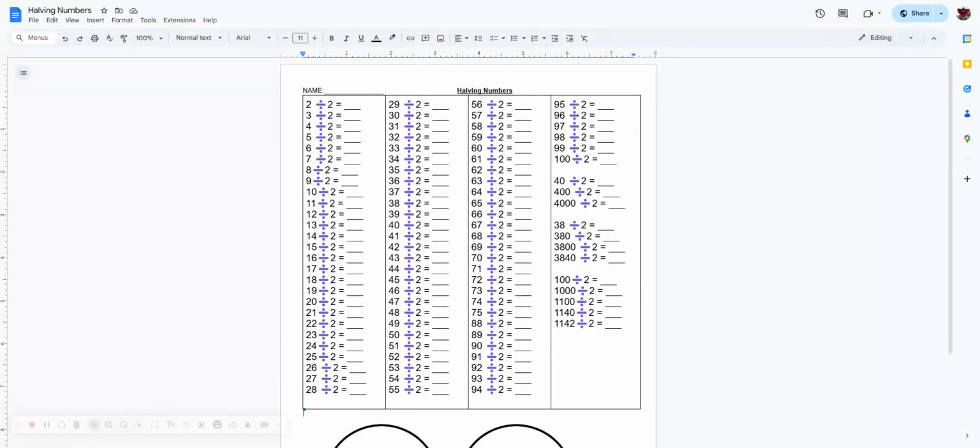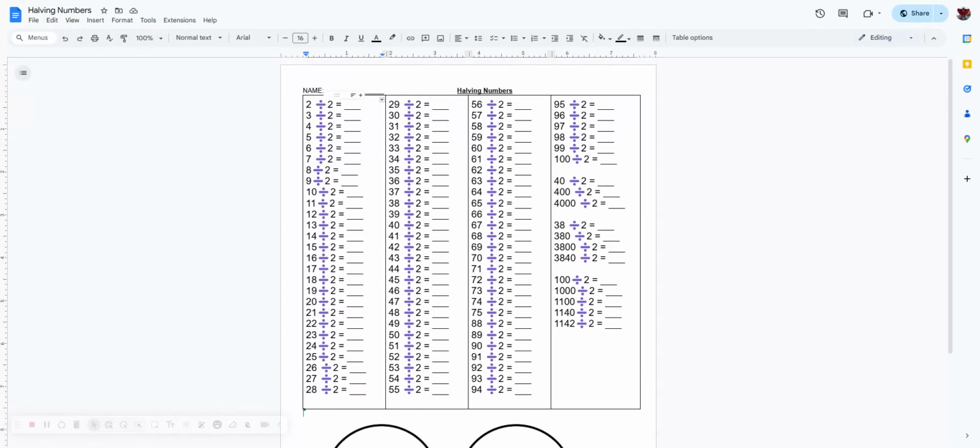Howdy, howdy, howdy. We're talking division and we're talking halving numbers, or finding half of a number. And whenever you are finding half of something, yeah, you betcha, you're dividing by 2. So what the heck are you doing with this page? Well, you are going to divide all of these numbers by 2. Or in other words, you are going to find half of each of these.